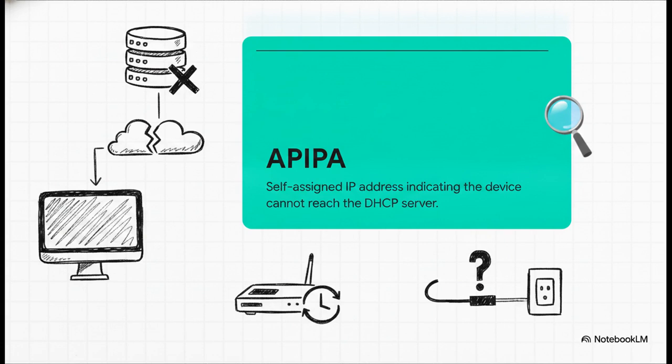And what that means is the DHCP server, the machine whose entire job is to hand out IP addresses, completely failed to reach this computer. Because the computer didn't get an assignment, it just stubbornly assigned a private IP to itself. So your next troubleshooting step isn't to start messing with the user's computer, it's restarting the router or checking the actual connection to the DHCP server.